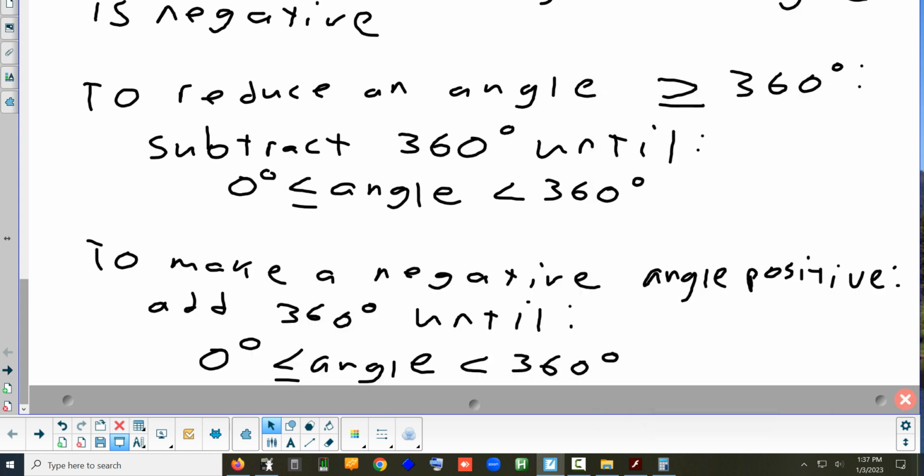So same idea here. To make a negative angle positive, just keep adding 360 until you get an answer between 0 and 360. But don't go over 360. Then you're going to be making it too big.